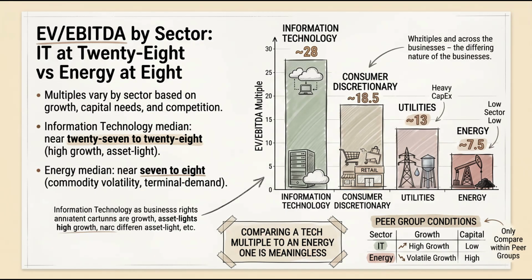These multiples vary by sector. As of mid-2025, the information technology sector traded at a median ratio near 27 to 28, reflecting asset-light models. Consumer discretionary sat near 17 to 20. Utilities, despite their stability, traded near 13 due to heavy capital expenditure requirements. Energy sat near 7 to 8, the lowest of any major sector, reflecting commodity volatility and terminal demand concerns.